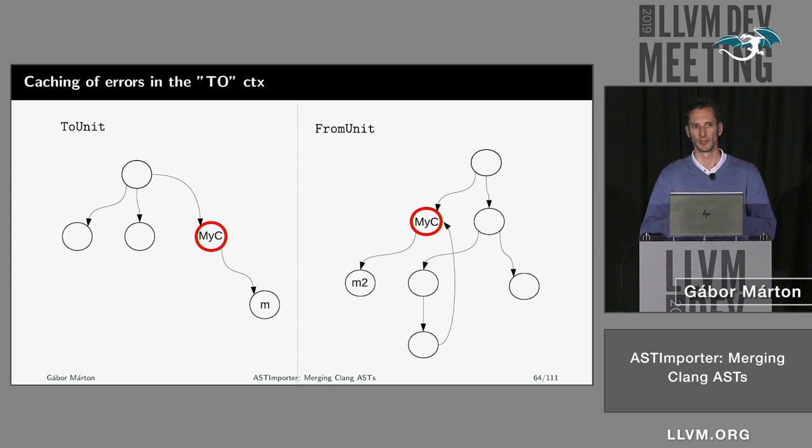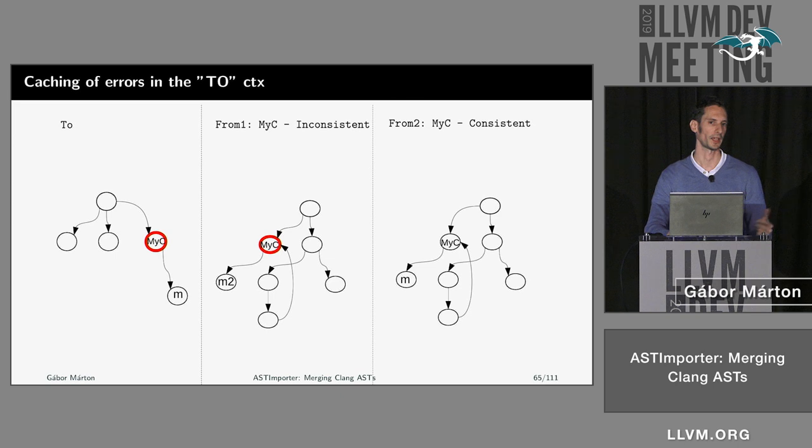We do cache the errors in the destination context as well. Why is that important? That is important when we have more than one source context like this in the slide. So what happens when we want to import another node whose import path goes through the definition of my class? At this point, the definition of my class in the from source context and in the destination context is absolutely consistent. But there's an existing inconsistency between the first source context and the destination context. So what happens here is that we consult this error cache. So we know that we already have an associated error with the definition of my class in the to context.